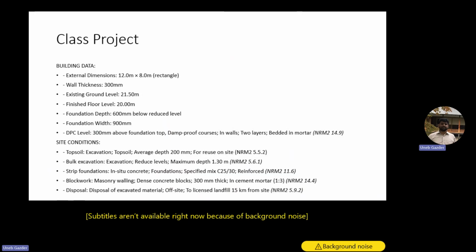Yes, it will be cubic meters. Cubic meters. The depth is given somewhere. Yeah, 200 meters.